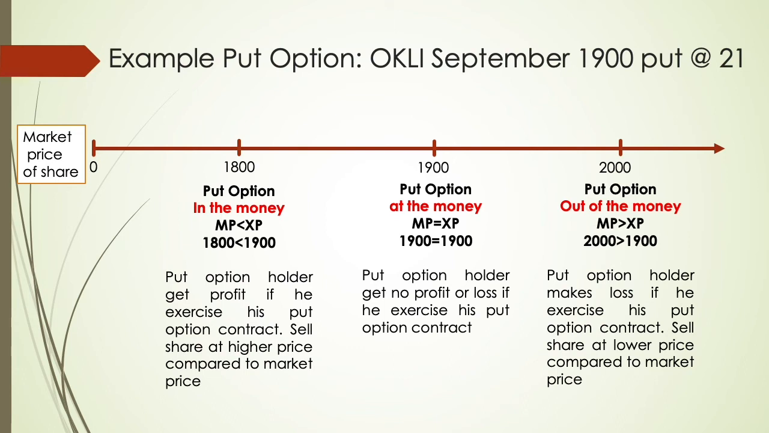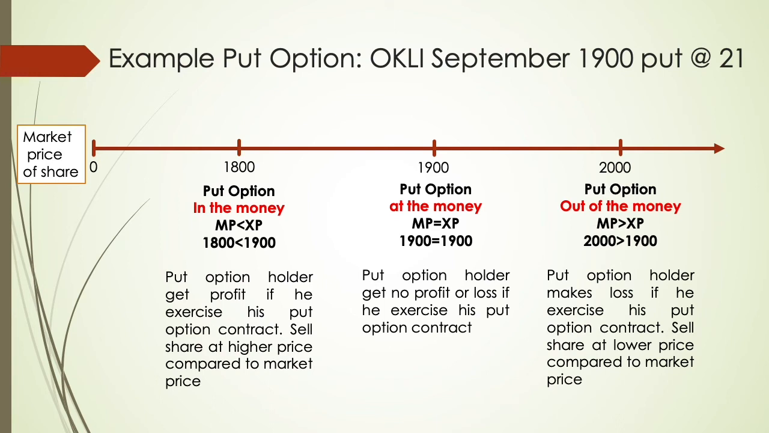Okay, what happens if the market price is at 1,900? If the market price moves to 1,900, the put option with exercise price 1,900 is considered an at the money contract. At the money means market price equals exercise price, so in this example, 1,900. That means the put option holder gets no profit or loss if he exercises his put option contract.